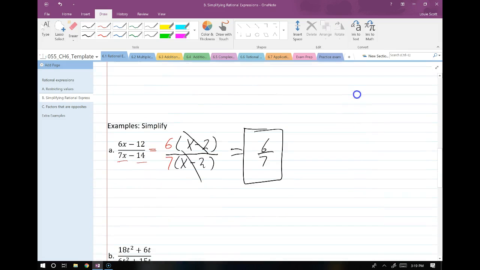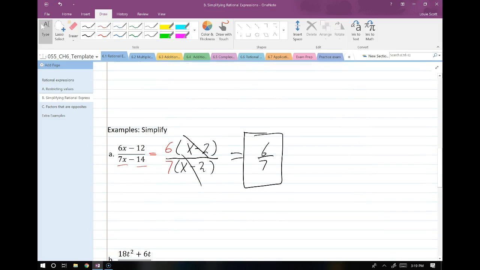Correct. Yeah. And honestly, on an exam, if you forget to restrict values, I'm not going to take all your points away. I might take 1 point away. But just remember it because it is important. So on this one, as soon as I factored it, I should have noticed that if x is equal to a positive 2, we're going to have a bunch of problems. So I can just say x cannot equal 2.